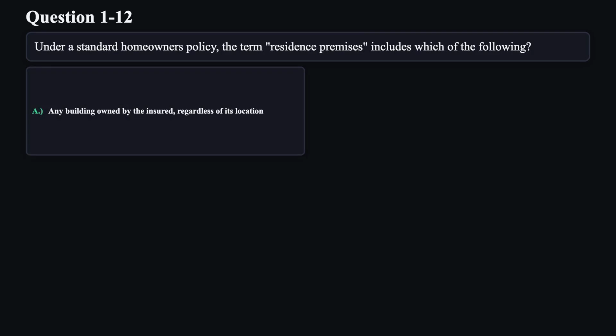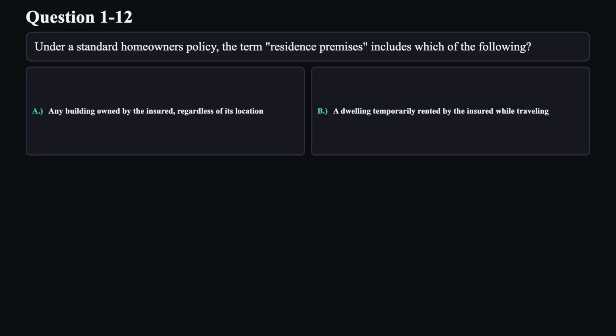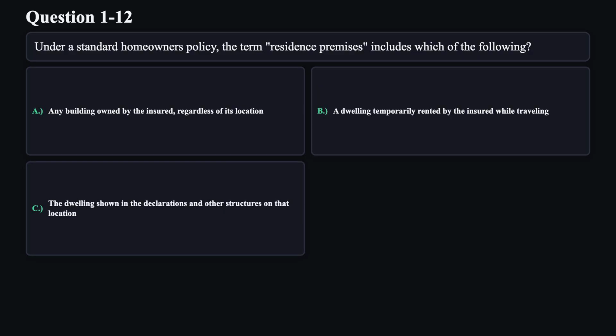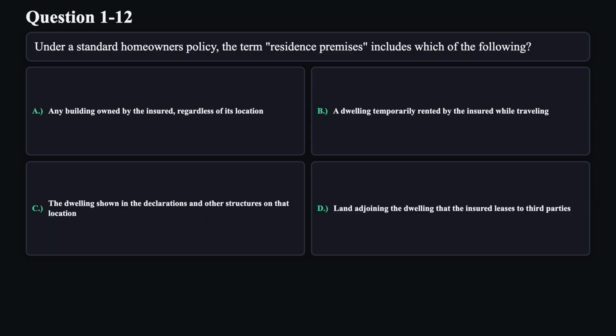A. Any building owned by the insured, regardless of its location. B. A dwelling temporarily rented by the insured while traveling. C. The dwelling shown in the declarations and other structures on that location. D. Land adjoining the dwelling that the insured leases to third parties.